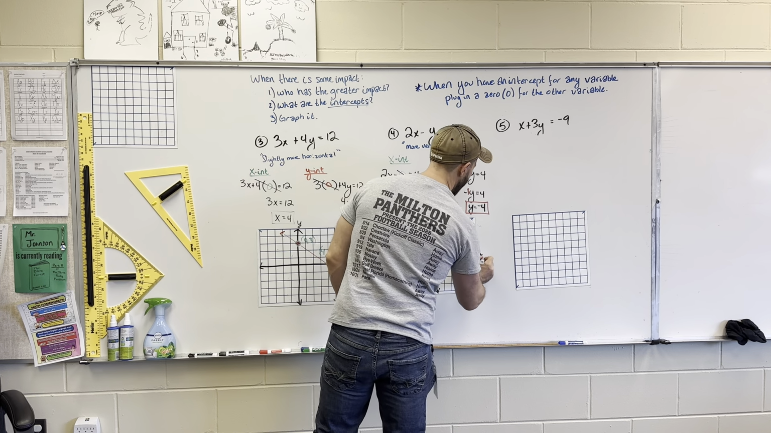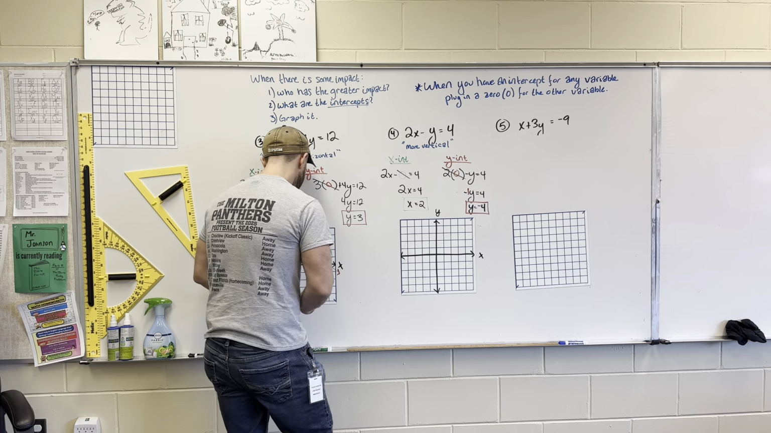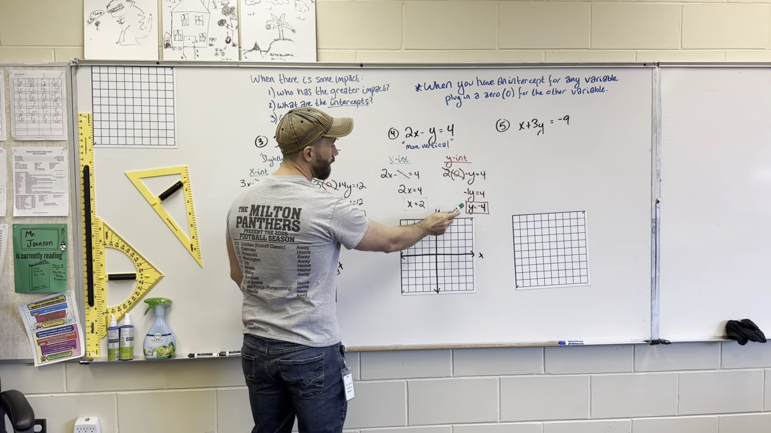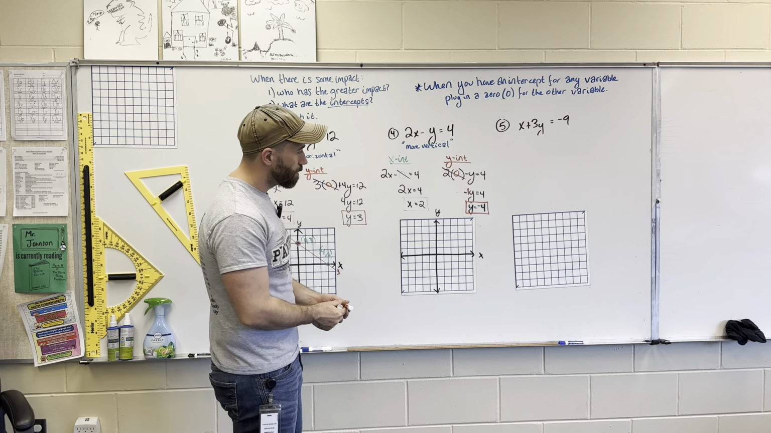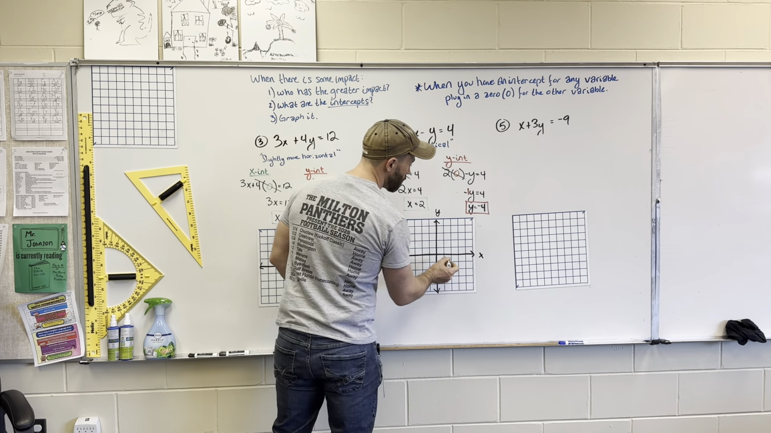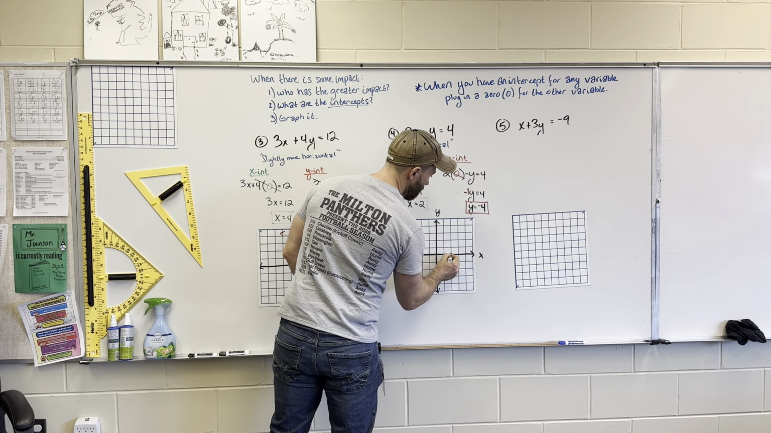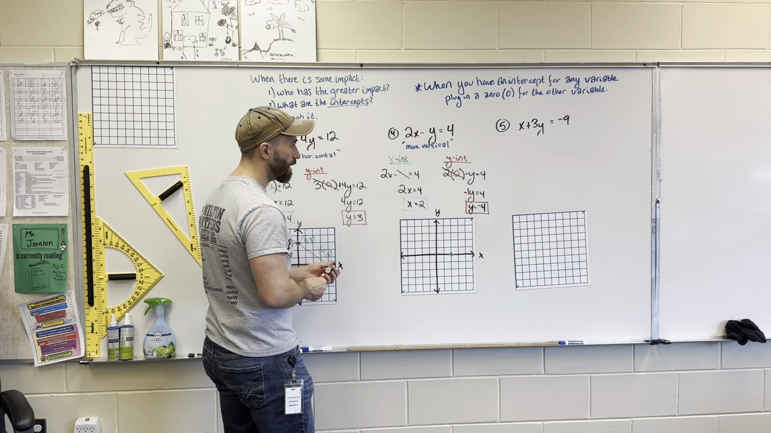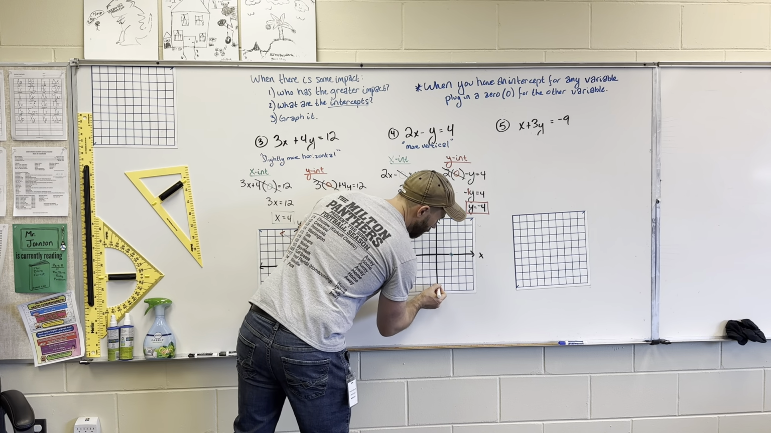Bingo. Label my x and my y. And then I'm going to graph my 2 intercepts. Again, I found my most important points by finding those zeros. I have an x value of 2 and a y value of negative 4.